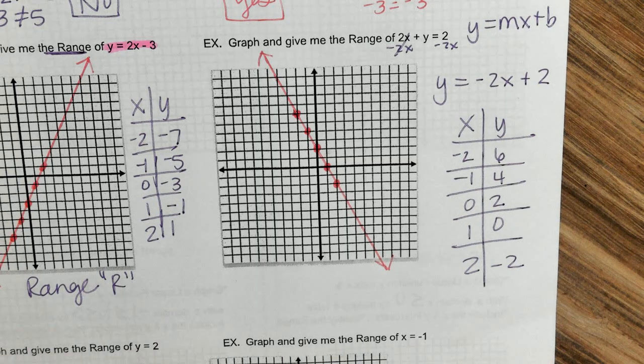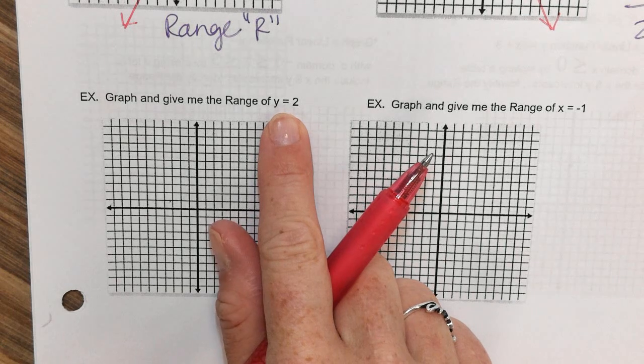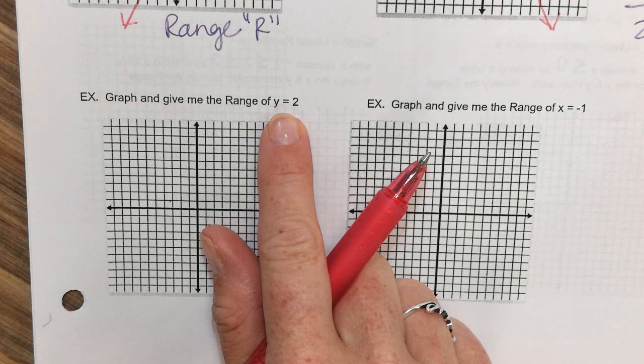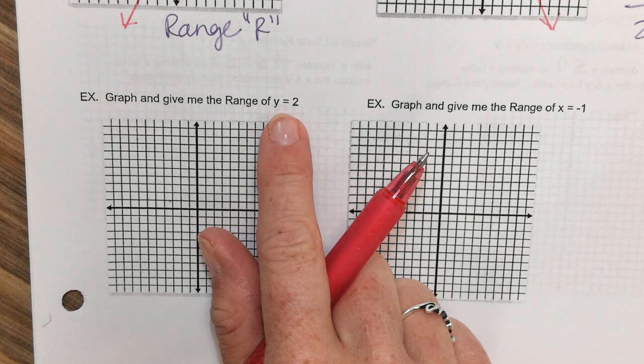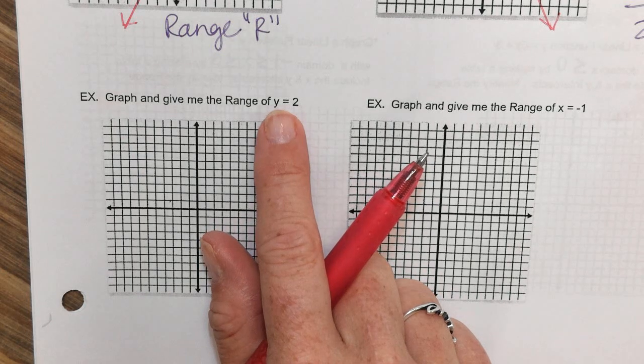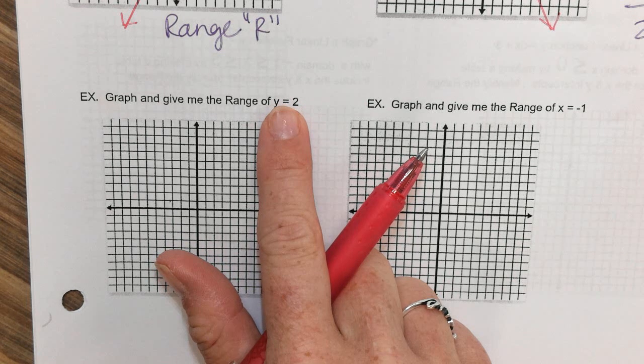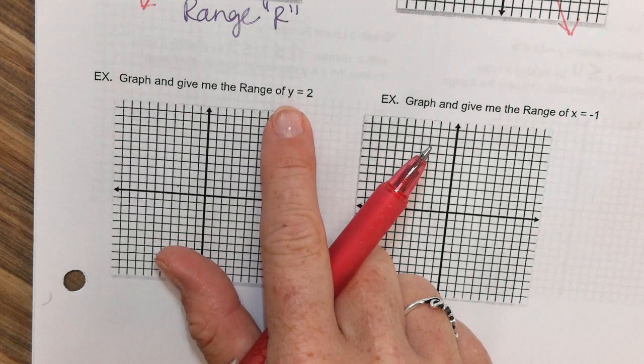Next example. This one's a little different. Why is this one different? There is an equation. There's no x. There's only a y. It is saying no matter what x is, y will always be the same. Well, that just means it's going to be a straight line passing through the y-axis at 2. That means x can be anything, but y has to be 2.